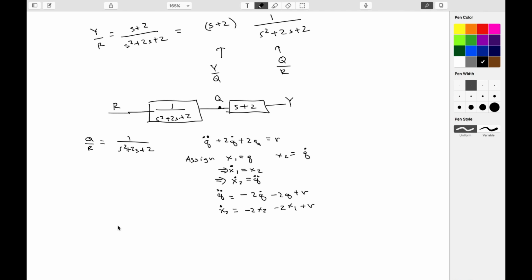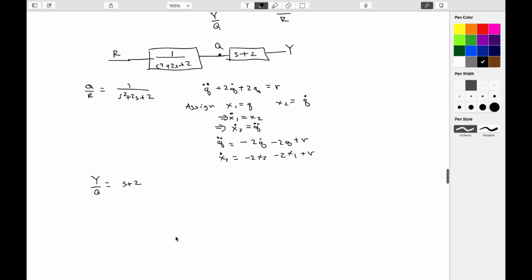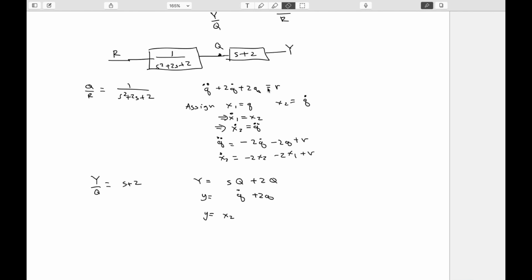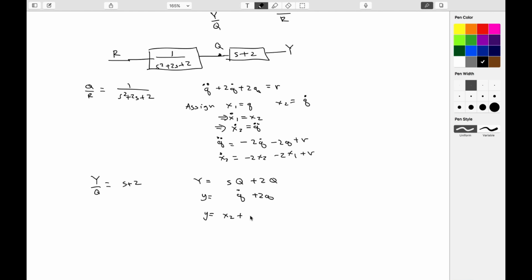Now I just need to figure out y over q. So let's look at y over q, which is equal to s plus 2. And what we can do is cross multiply this. All right, y is equal to sq plus 2q. So little y is going to equal q dot plus 2q. And I have state variables for this. Y is equal to q dot, which is equal to x2, plus 2q, which is 2x1.